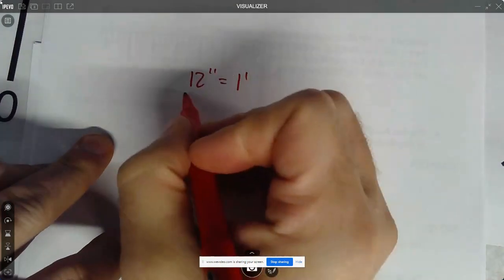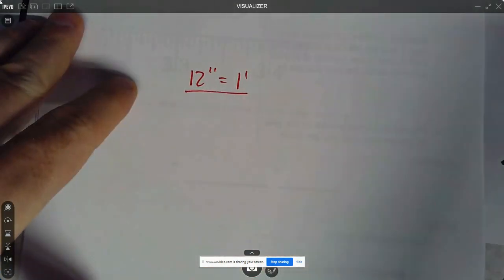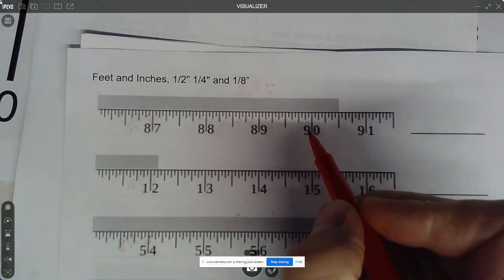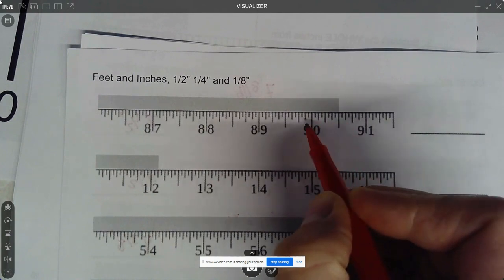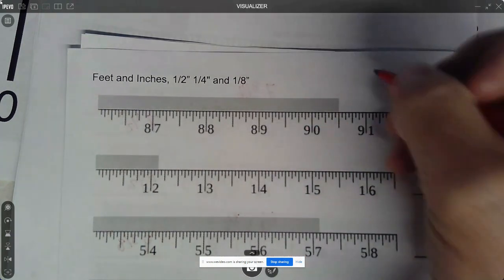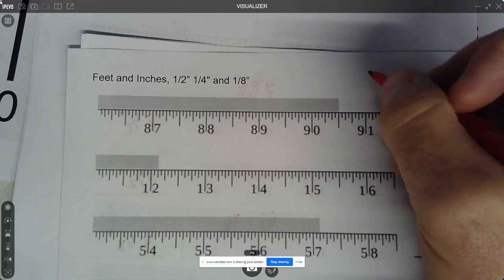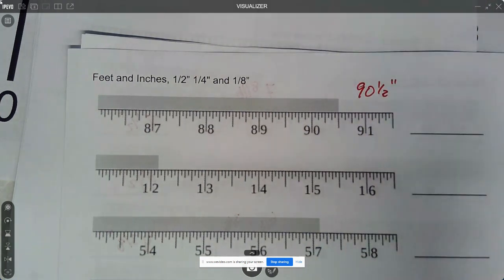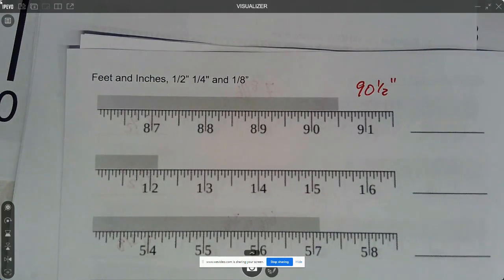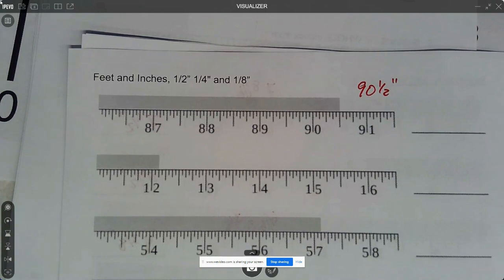So there's going to be a process here. The first thing is to be able to just read this number. Hopefully we can read this, that it goes to the biggest tick mark right there, which is halfway between the 90 and the 91. So we know that that is 90 and 1/2 inches. All right, but that's not the answer we're looking for. We're looking for feet and inches.